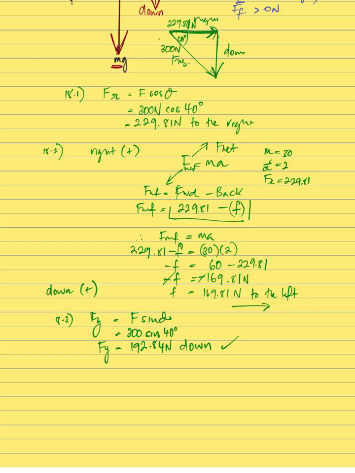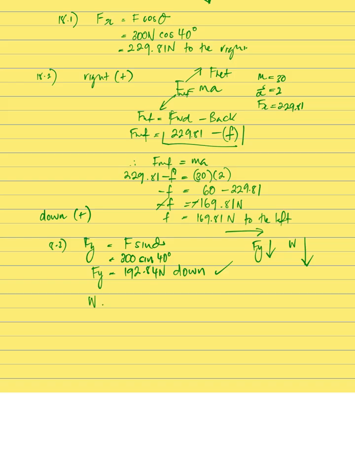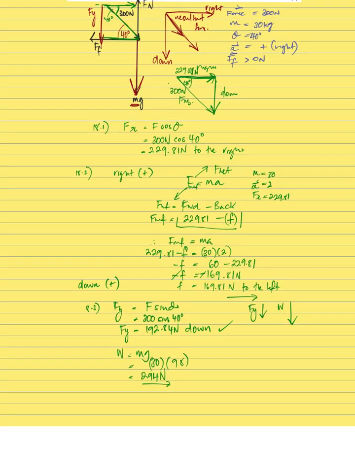That's the one. I've got two. Remember, I said I've got Fy that's going down, and I've also got W that's going down. So the other thing I've got is W is equal to mg. My mass of my object is 30 times gravitational acceleration at 9.8, and I end up with 294 newtons. Right, so that's how that looks.